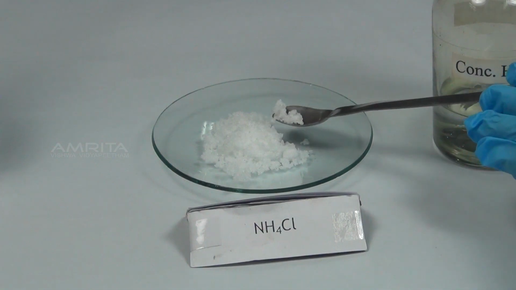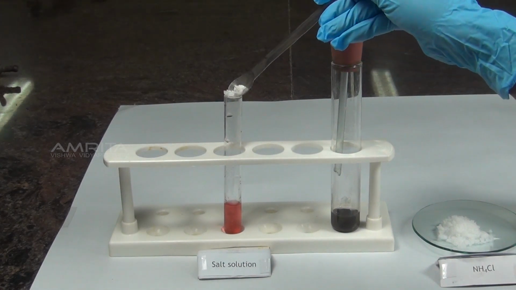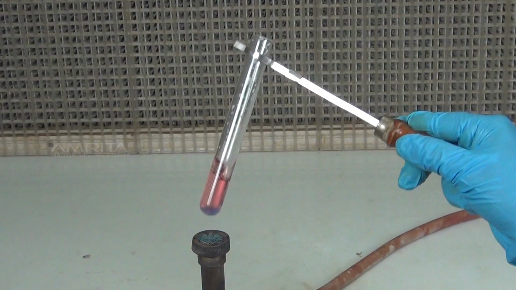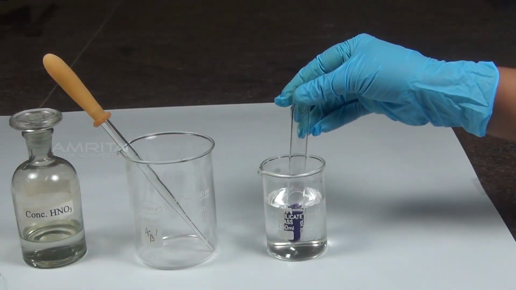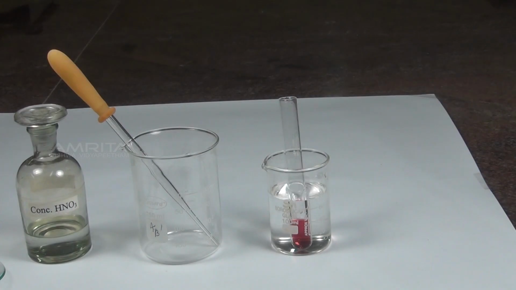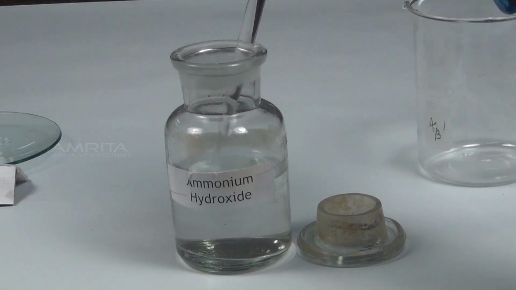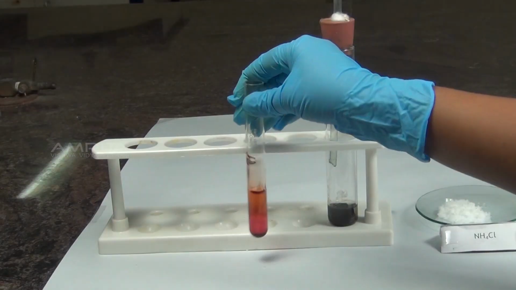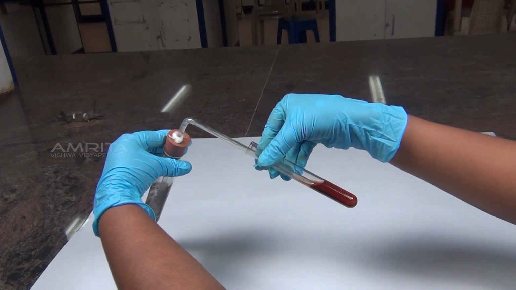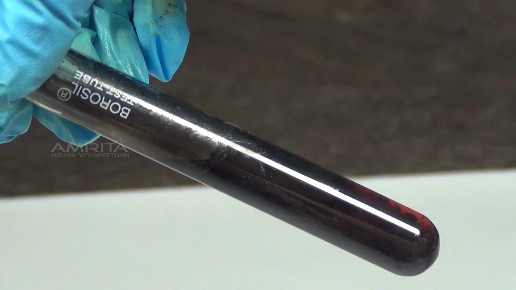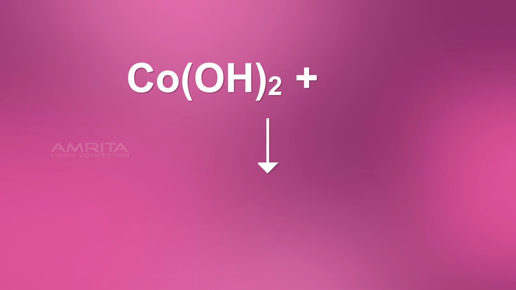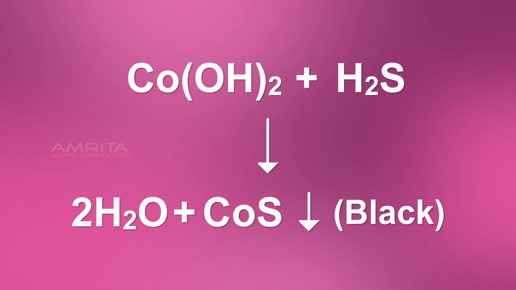Using the spatula, add a small quantity of ammonium chloride to the solution. Boil the contents again and cool the test tube in a beaker containing water. Then add excess of ammonium hydroxide solution and shake well. Now, pass hydrogen sulphide gas through the solution. Cobalt-2 ions present in the salt solution react with hydrogen sulphide to form a black precipitate of cobalt sulphide.